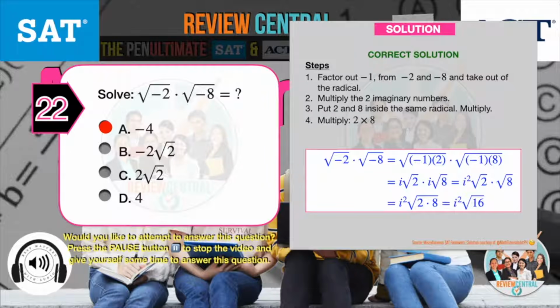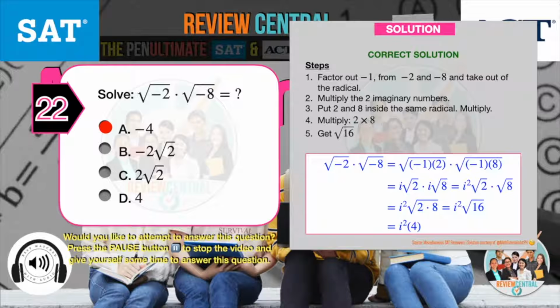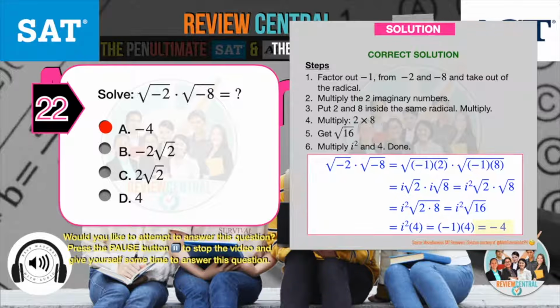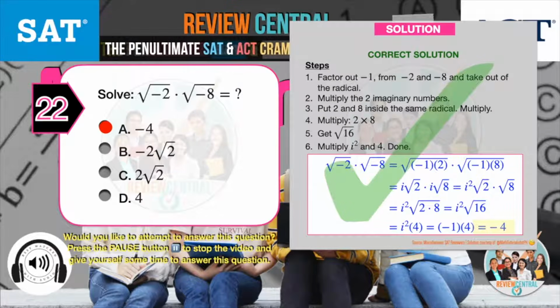Step 4. Multiply 2 and 8 to get 16. Step 5. Get square root of 16, which is 4. Step 6. By definition, i squared is equal to minus 1. Therefore, minus 1 times 4 equals minus 4. This is the correct solution and answer.